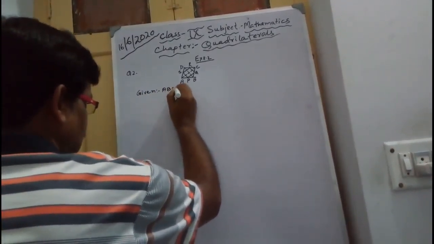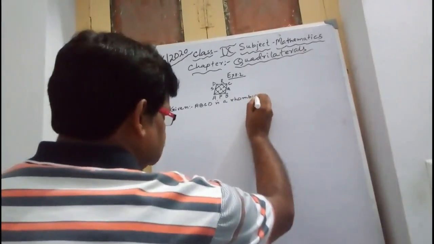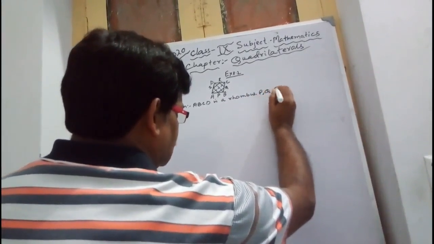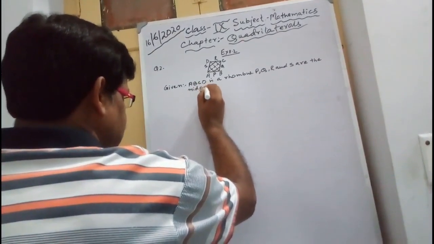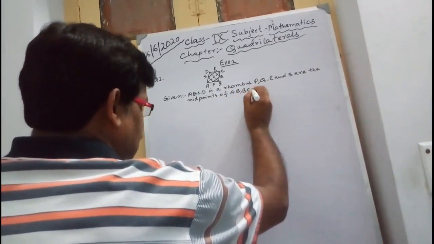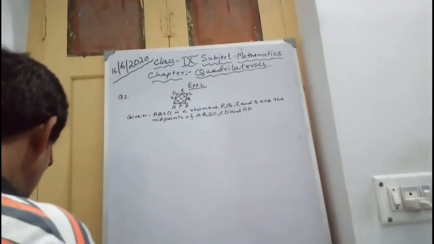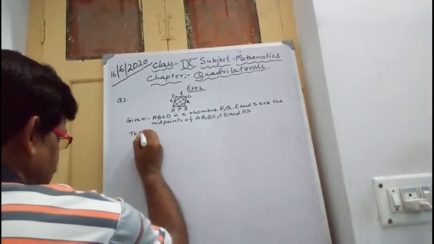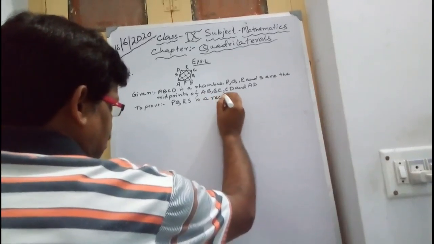Given: ABCD is a rhombus, P, Q, R and S are the midpoints of AB, BC, CD and DA or AD. To prove: PQRS is a rectangle.